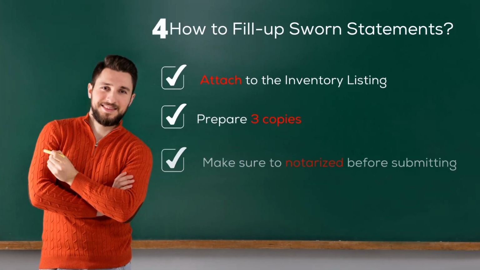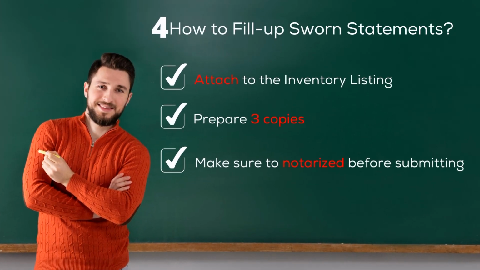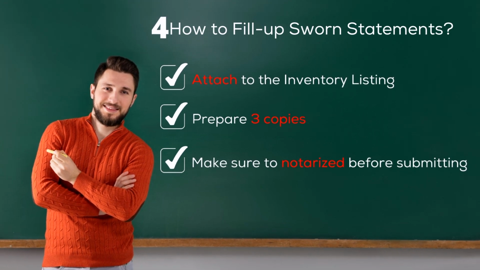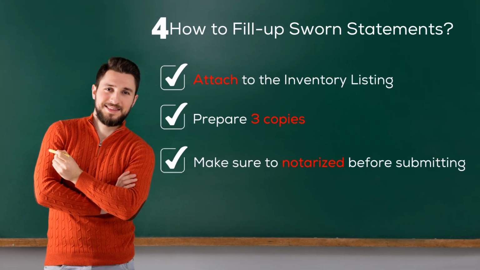Fourth, how to fill up sworn statements. When submitting the inventory listing, you must attach this document. Submit with 3 copies and notarize to the BIR. After you fill up the statements, then you can proceed to the 3 bullets.